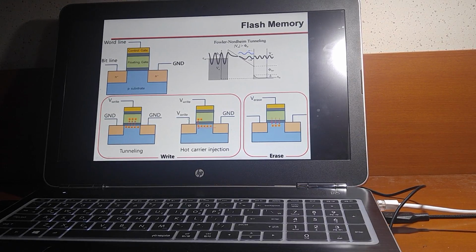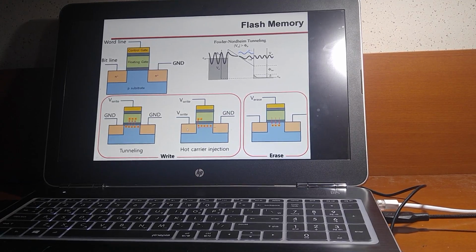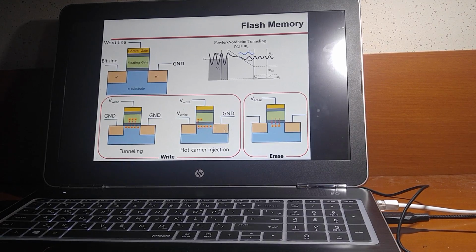And for the hot carrier injection, we do not ground both the source and drain. We ground the drain, and we give bias on the source. So if the ground supplies the electrons in the boundary of the source and the floating gate, there will be a hot carrier injection. So the electrons are going to inject through the oxide to the floating gate.